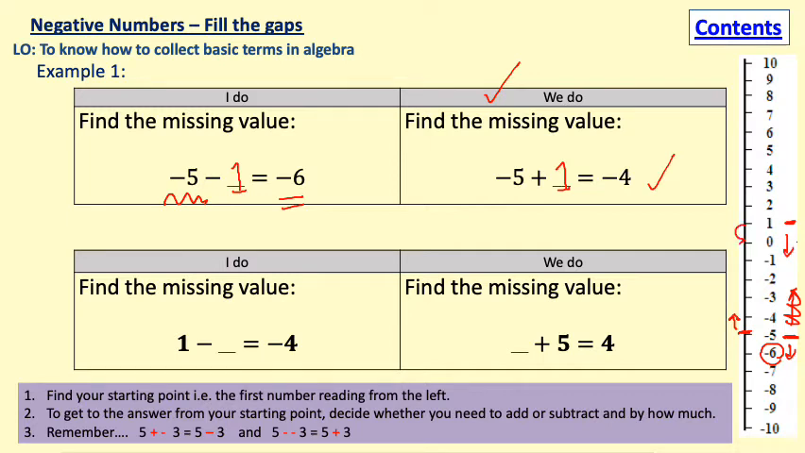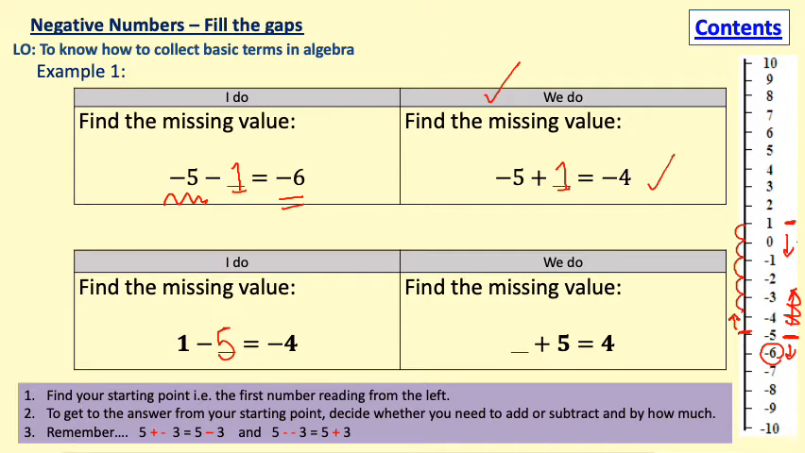So let's have a look. 1, 2, 3, 4, 5. So we want to subtract 5. And if you think about it, if we're at 1, we need to come down 1 to get to 0, and then we still need to come down another 4 to get to -4.